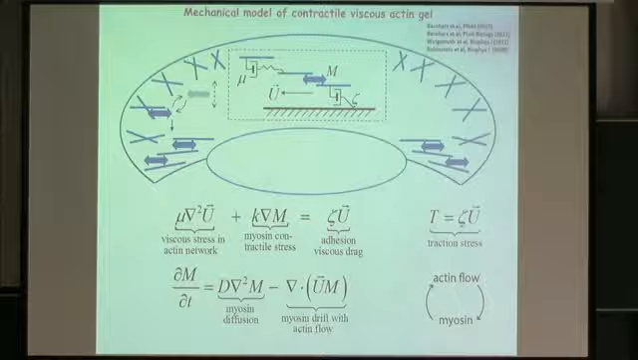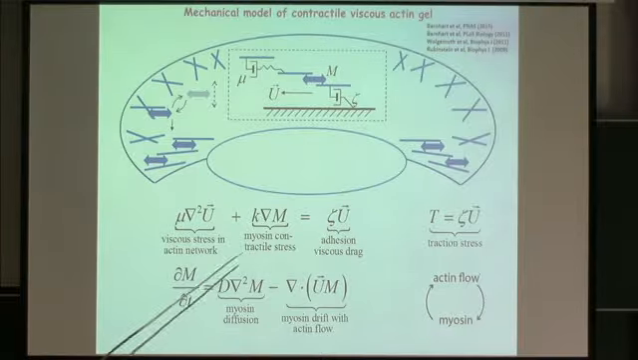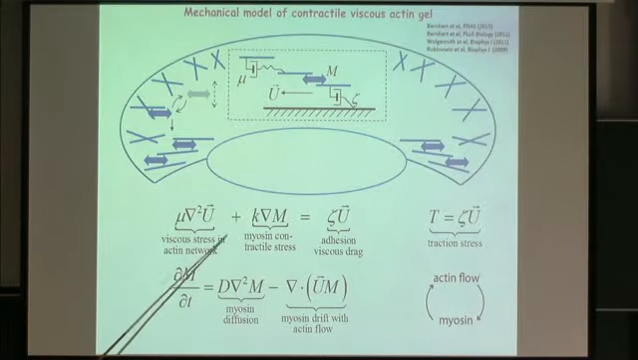Right. All right, so there are two equations in the model. The first equation is the force balance, and the second equation is the transport. So the force balance: there is a balance of three forces. There are many others, but those three forces are dominating. Passive viscous stresses in the actin network, then myosin contractile stress.